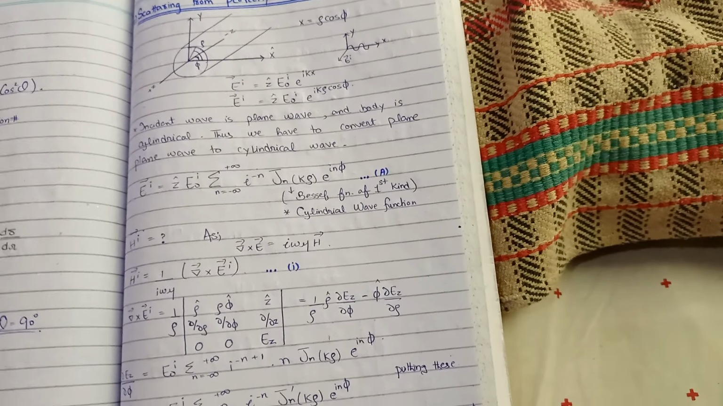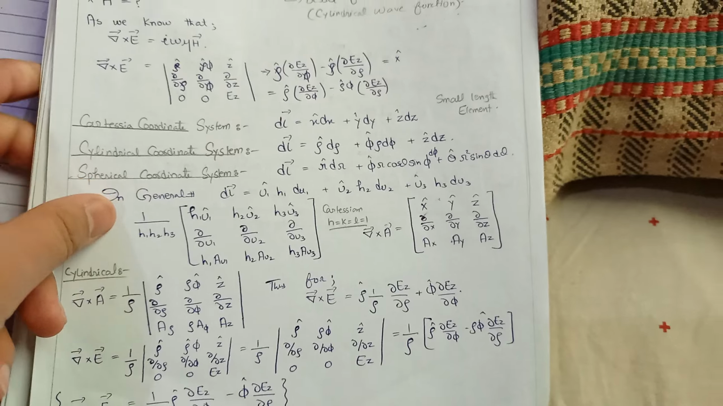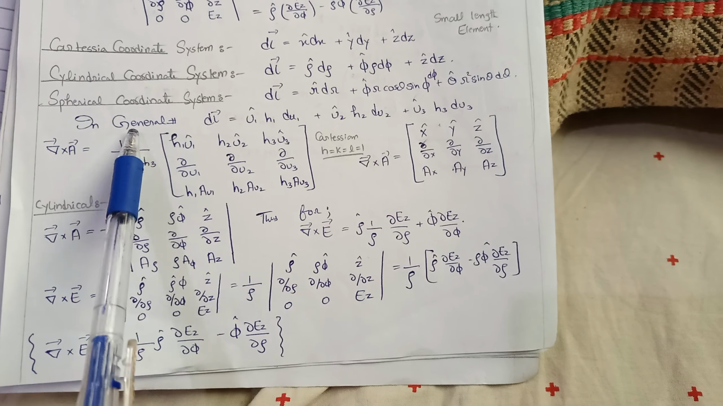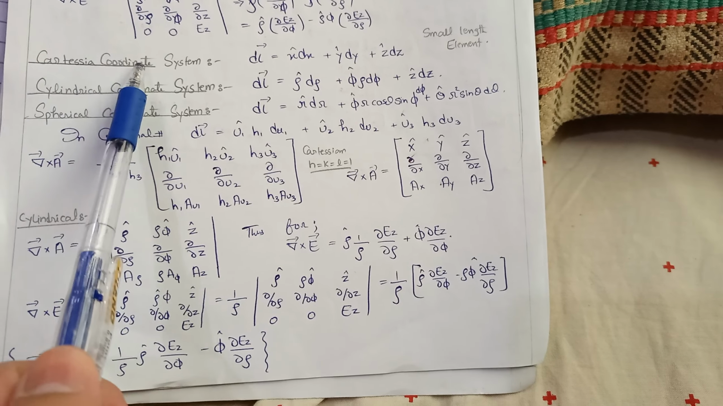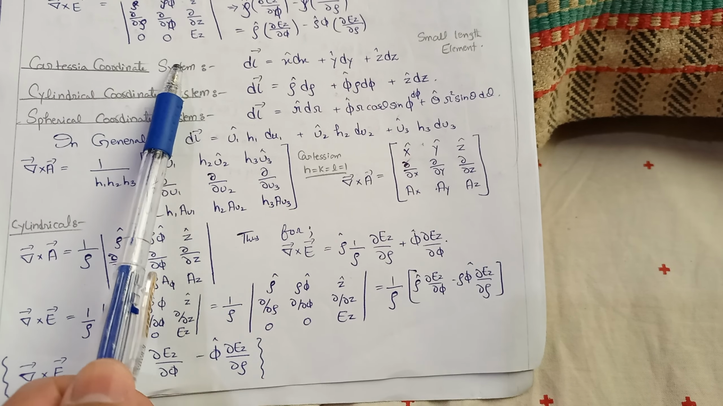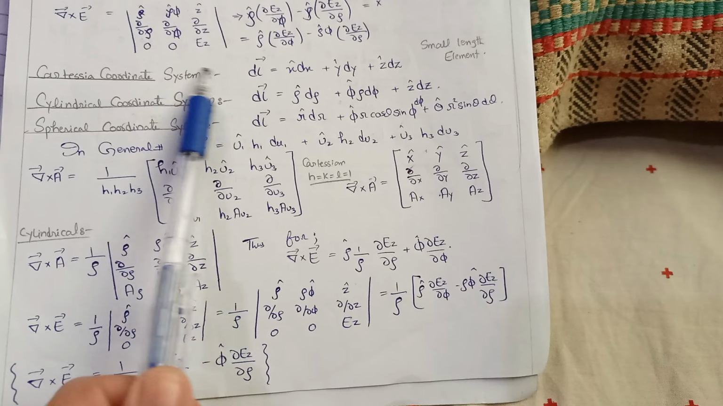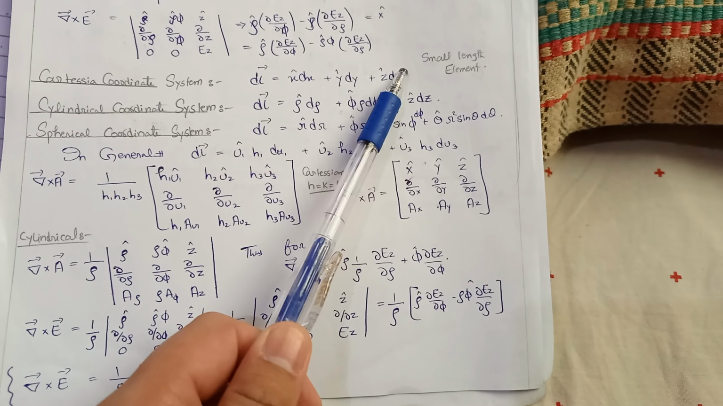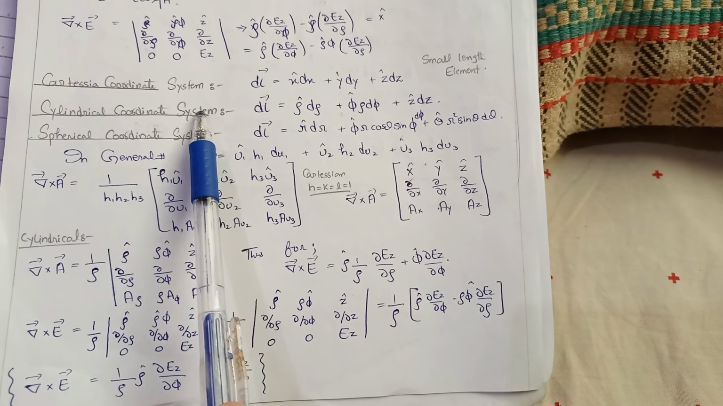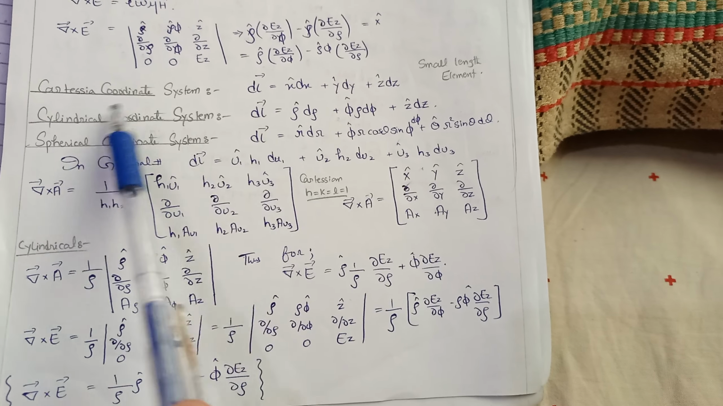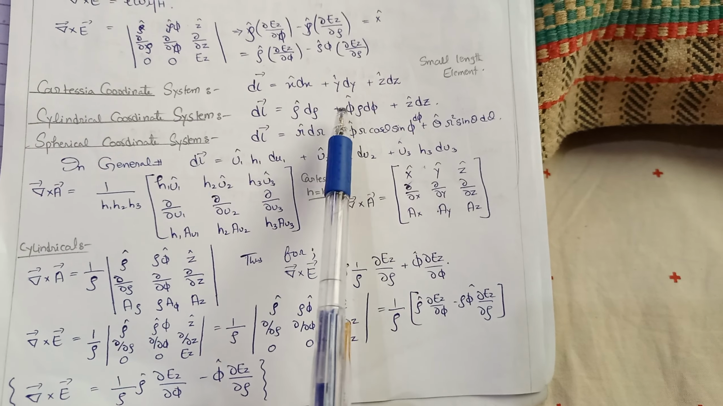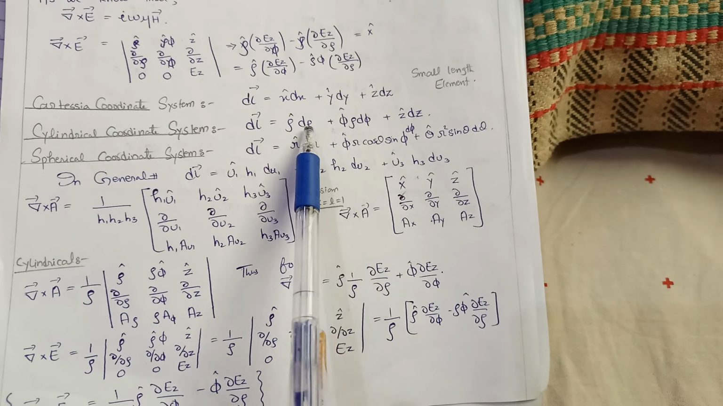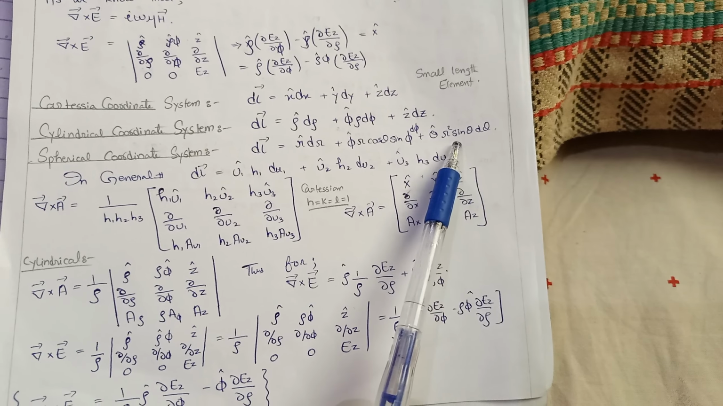The formula is different. Let me show you a general formula for this. You can see this is basically the general formula. This is the coordinates. In the Cartesian coordinate system, your small length element can be written as x dx, y dy, z dz. But in the cylindrical coordinate system, your small length element can be written as rho d rho, rho d phi, and dz.